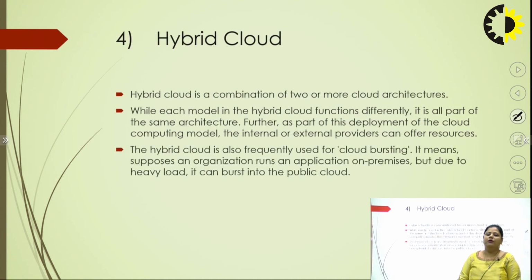Next is hybrid cloud. The hybrid cloud is a mixture of public and private cloud, in which the critical activities are performed using private cloud, while the non-critical activities are performed using public cloud. So hybrid cloud is a combination of two or more cloud architectures. While each model in the hybrid cloud functions differently, it is all part of the same architecture. Further, as part of this deployment model, internal or external providers can offer these models. The hybrid cloud is also frequently used for cloud bursting.